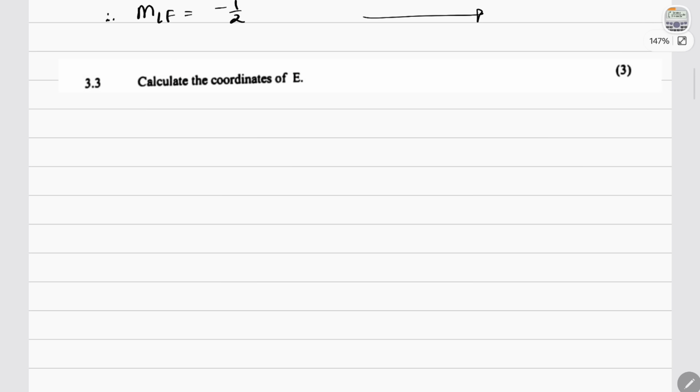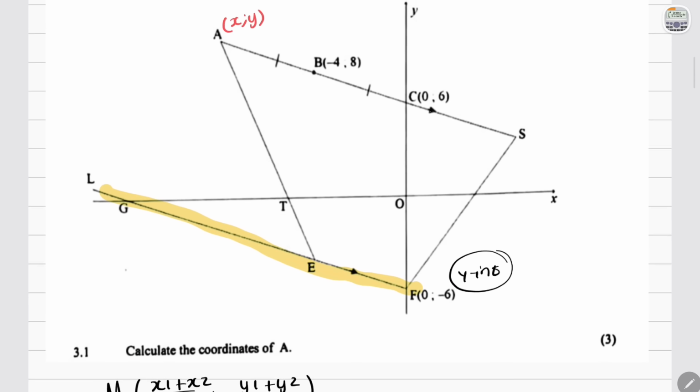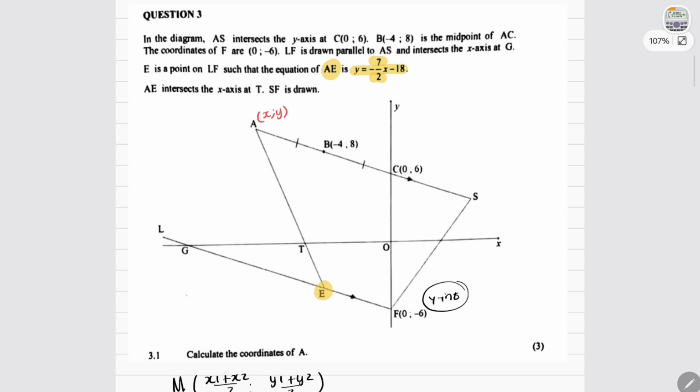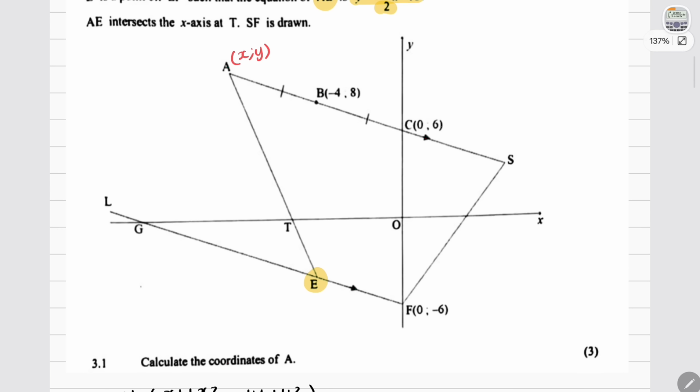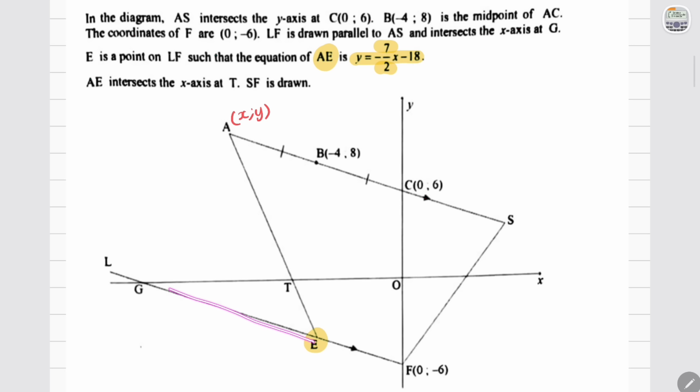And then question 3.3 says, calculate the coordinates of E. Okay, let's see where E is. E is this point over here. We have to find the coordinates of E. Do you see that E is a point of intersection between two lines? So AE, which we have the equation of, and this line LF. So this is the point they intersect, the point where their y values are the same. So we can just make those equations. We can say y is equal to y, and then we would find this point of intersection E.